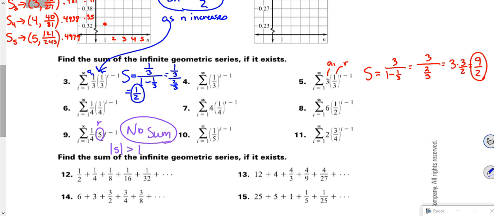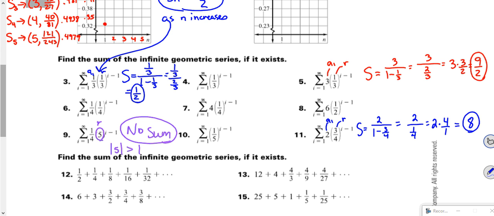Let's do number 11. So this would be my A1. This would be my R. So we would have S equals 2 over 1 minus 3/4, which is 2 over 1/4, which is 2 times 4 over 1, which is just 8.